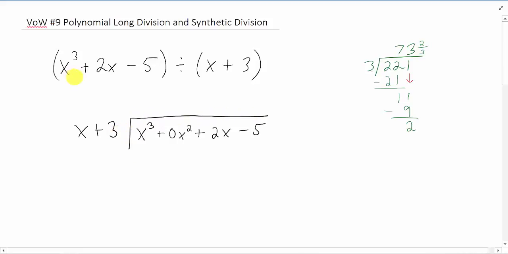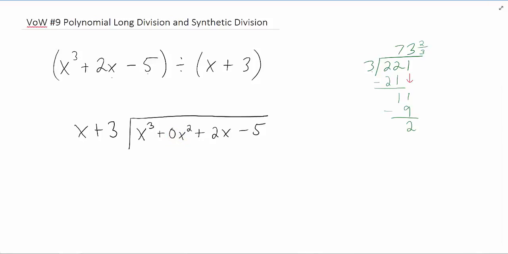So we're going to do x cubed plus 2x minus 5 divided by x plus 3. I set up my long division problem just like we would have with numbers. The only difference is you'll notice I put a placeholder here for my x squared term. There was no x squared in this polynomial. I want to make sure that I have an x squared term in here just for space purposes. So I'm going to put in a 0x squared right here.